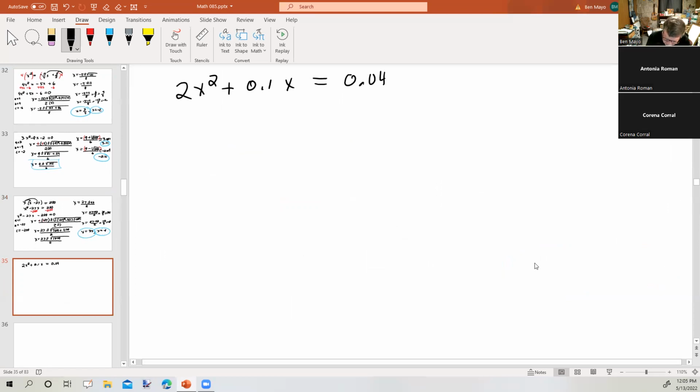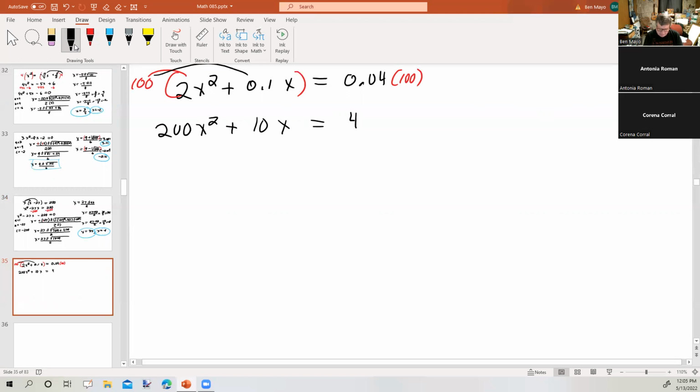I'm going to clear the decimals first. I'm going to have to multiply by 100 in order to clear all of the decimals because of the one on the right. So I'm going to get 200x squared plus 10x equals 4. All right. Then I'm going to subtract 4 from both sides. So I'm going to have 200x squared plus 10x minus 4 equals 0.